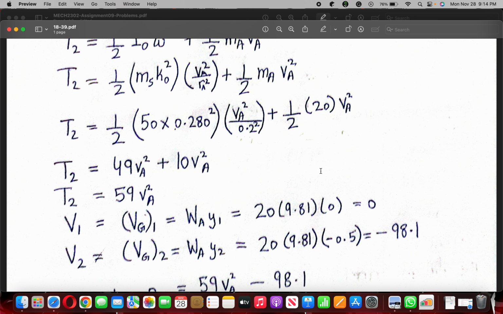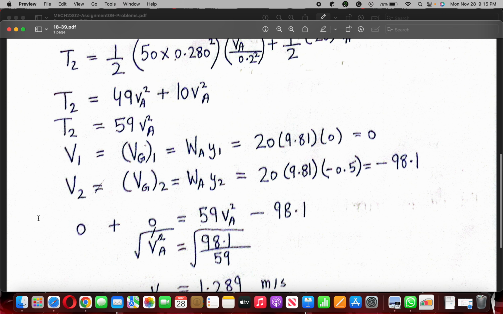And then for V1, which is the gravitational potential energy. Initially it was at rest, so the potential energy at the initial stage we consider as a reference point, so that was 0. And then for V2, from that reference point it descends by 0.5, so we use a negative sign because of that descending. And for WA, it is actually the weight, so we multiply 20 with 9.81 to get it in newtons, and then we multiply with minus 0.5 due to that descending, and we get minus 98.1.